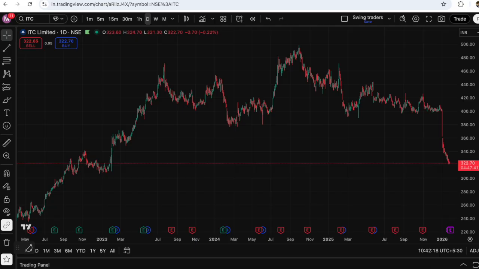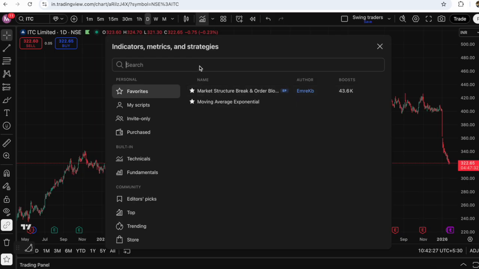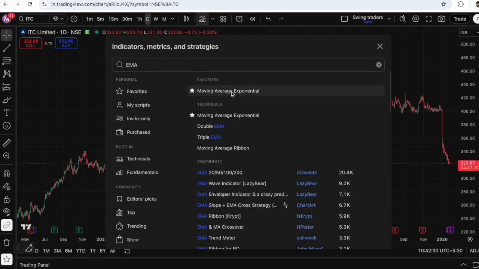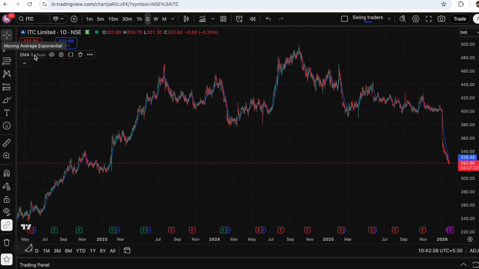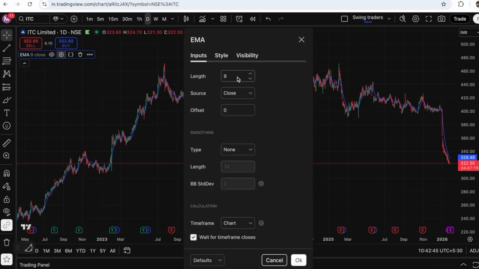So how we can start with those things is when you click here, you can see indicators, metrics, and strategies. Then if you click here and type EMA, something like moving average exponential will come up. Once you click this particular option, you can see one more option here. Then if you click on the settings and make the length 200, what is 200? It will take the last 200 candles, average them, and create one line. That particular line is called the 200 EMA.